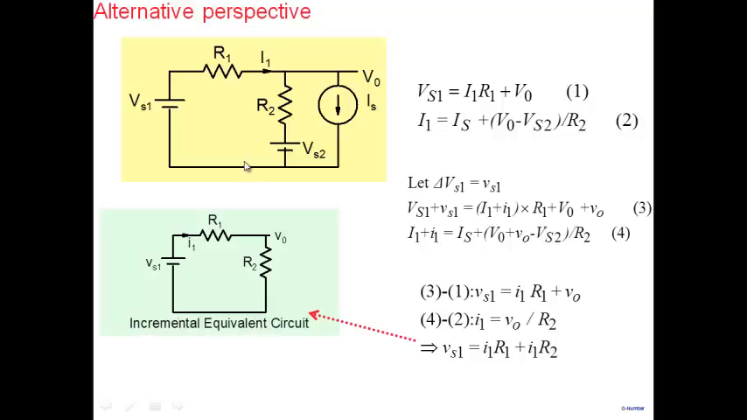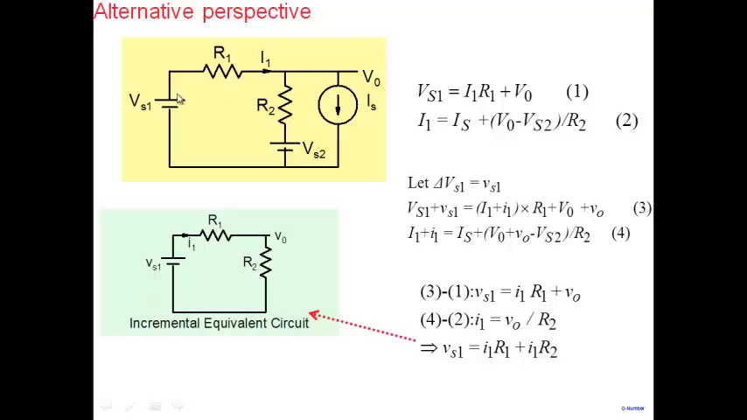Where is it derived from? It's derived from the original circuit, but we are calling it an incremental equivalent circuit. But why? Because it gives us relationships between changes in currents and voltages. It's not talking about the absolute value of what I1 is and what V0 is and all that. It tells me changes.